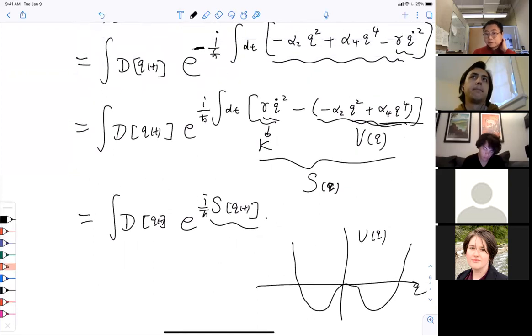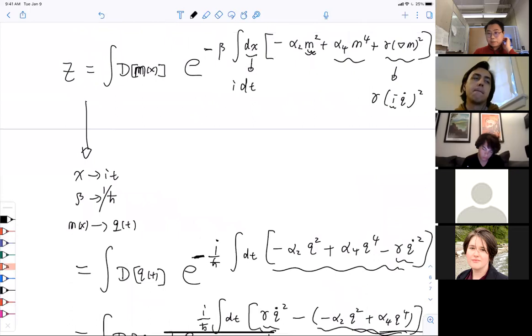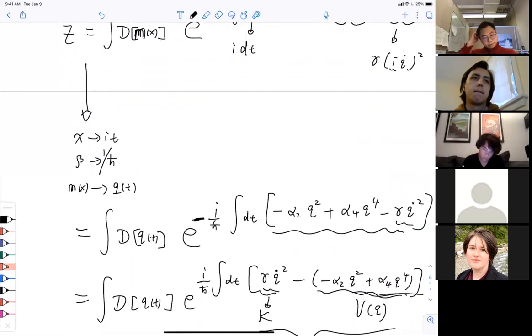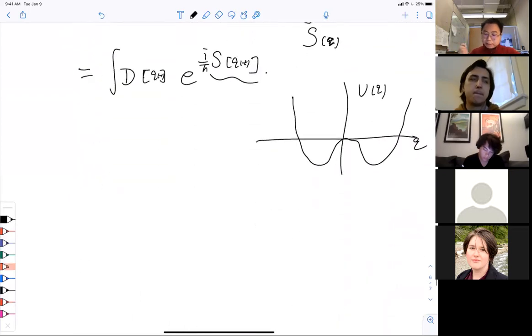Right? Is it clear what I'm doing here? It's a very simple map. Meaning that the mathematical structures are exactly the same. So the amount of work we need to do to solve these two problems is the same. And this is quite general. This map is very general.